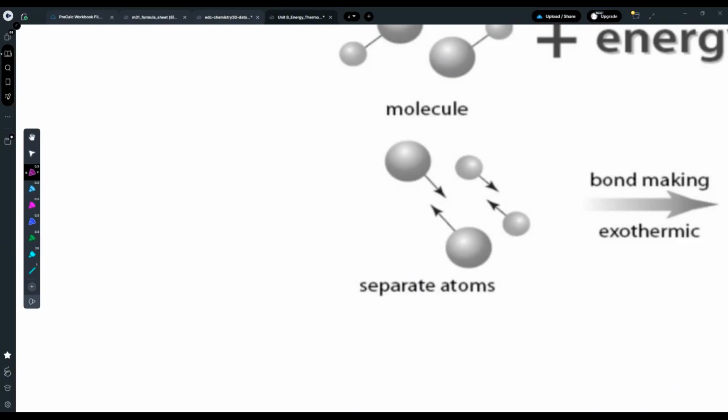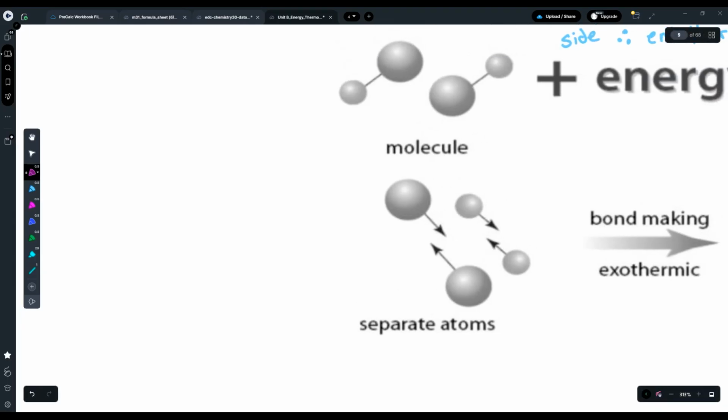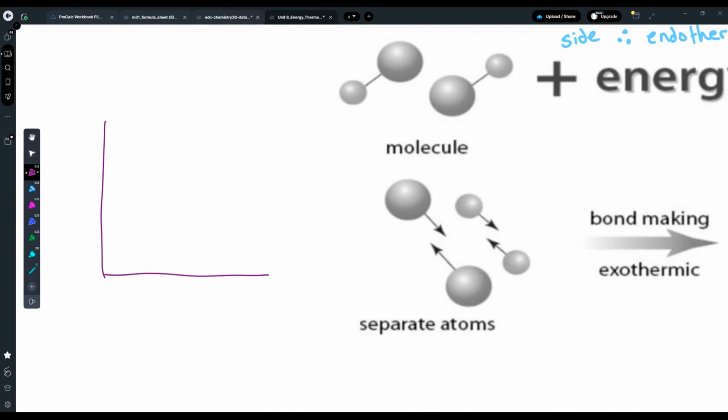So let's draw a very basic potential energy diagram. So I got my y-axis, my x-axis. This will be reaction progress, which is sometimes just referred to as time. Okay, and my y-axis is going to be my enthalpy change, which could be in the units kilojoules or joules.